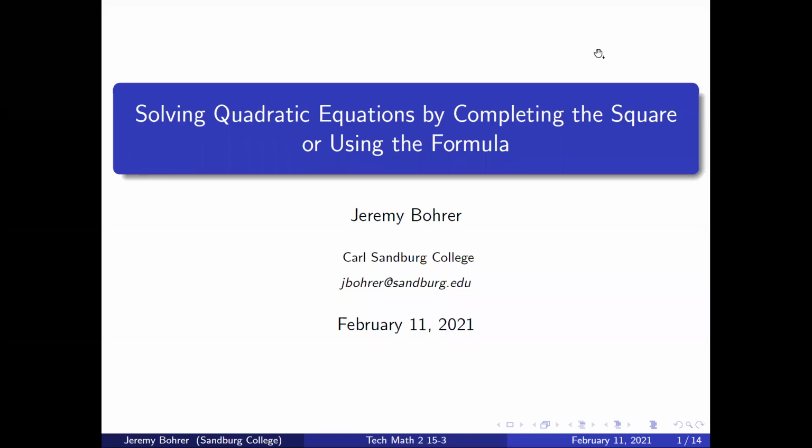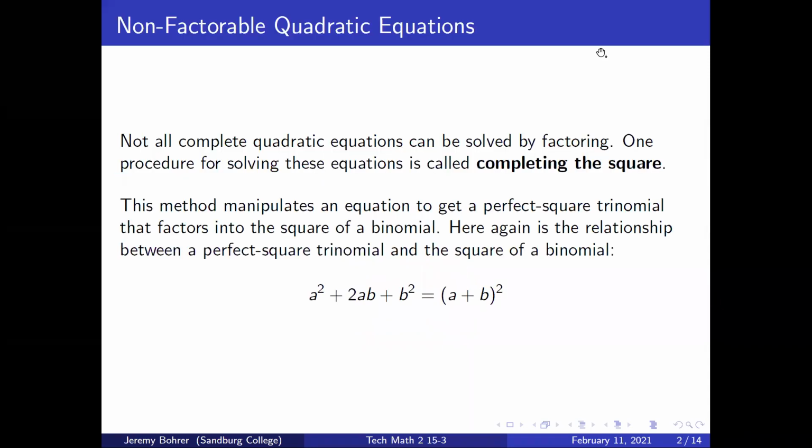In this video, we will discuss solving quadratic equations by completing the square or using the quadratic formula. Not all complete quadratic equations can be solved by factoring. One procedure for solving these equations is called completing the square. This method manipulates an equation to get a perfect square trinomial that factors into the square of a binomial.